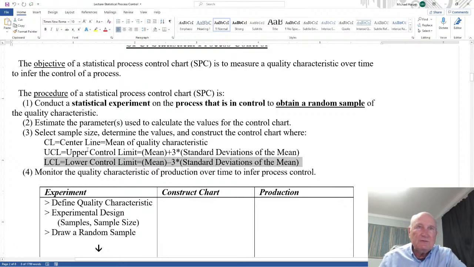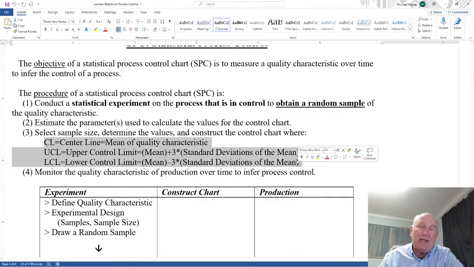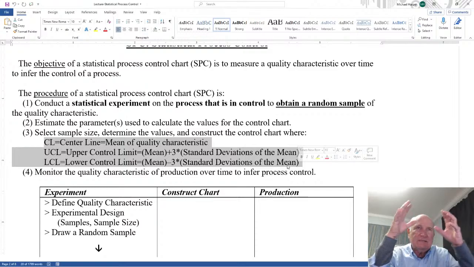Okay, so there's the 3 things we'll be looking at today. And so that's the mechanics. Okay, one mechanic is getting the parameters, and 2, taking those parameters and generating a chart. Okay, and then you interpret it.